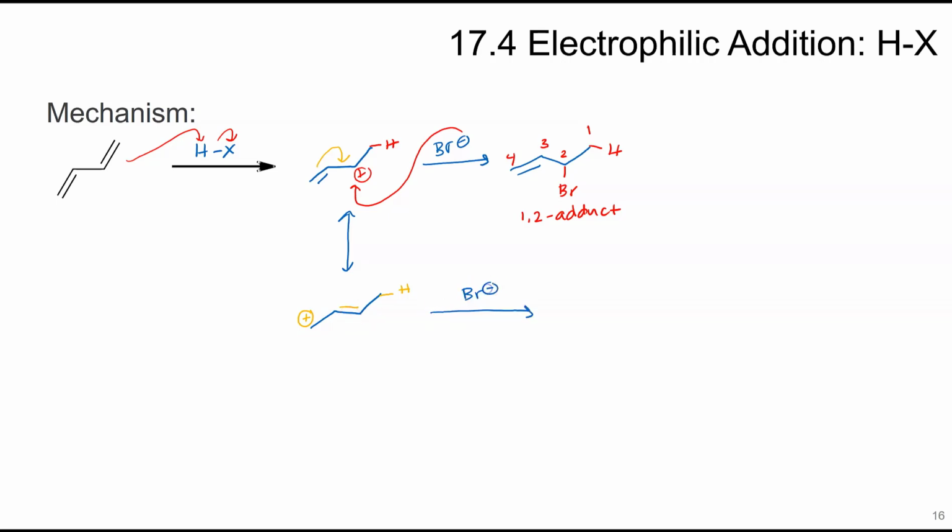So we still have Br-, and that's going to attack where the carbocation is. And we get a Br on the end. This is the 1,4 adduct, where this is 1, 2, 3, 4. So we get a mixture of products due to the resonance.